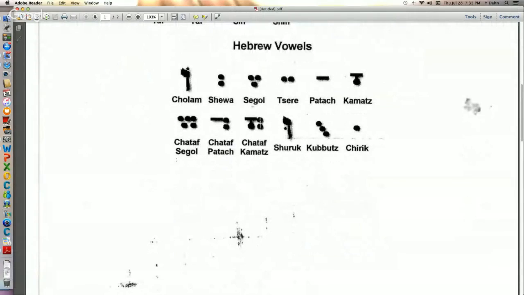So while we're working on getting that other chart up, let's do the pronunciation of the nikudot. Remember, we're starting from right to left. Kamatz, patah, seri, segol, Schwa, cholam, chirik, kibbutz, shuruk, katav kamatz, katav patah, and katav segol. Again from the beginning: kamatz, patah, seri, segol, Schwa, cholam, chirik, kibbutz, shuruk, katav kamatz, katav patah, katav segol.